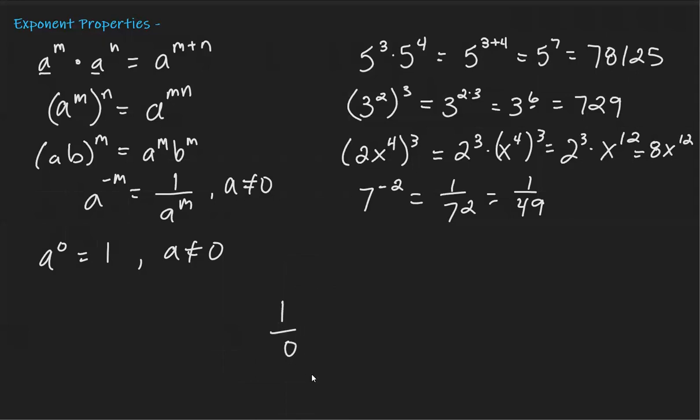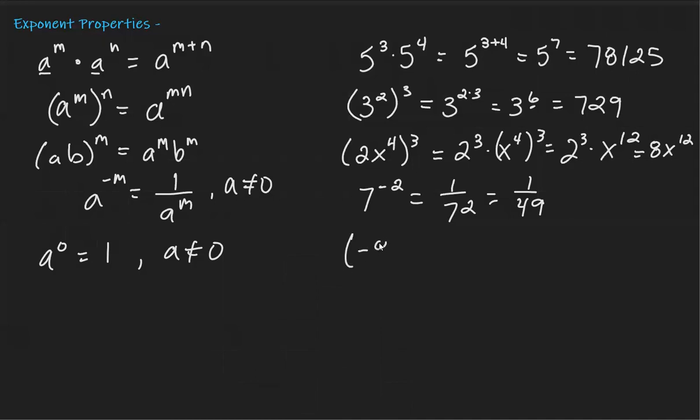Like, 1 over 0 is undefined. But 0 to the 0 is not undefined. It's what we call indeterminate. We don't really know what it does, okay? Because it can do a lot of different things. But that's another conversation for another day.